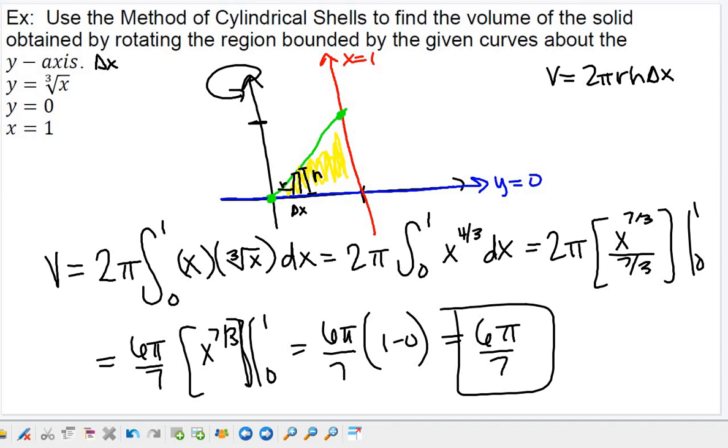Now remember, if I move too fast, just pause the video so that you can finish copying if you need to. Okay?